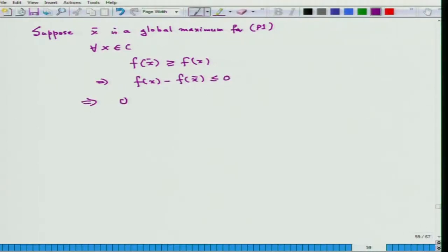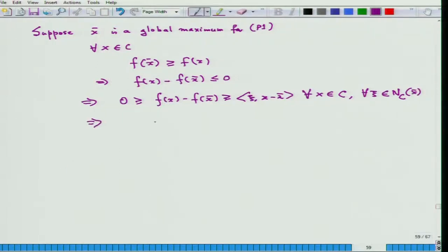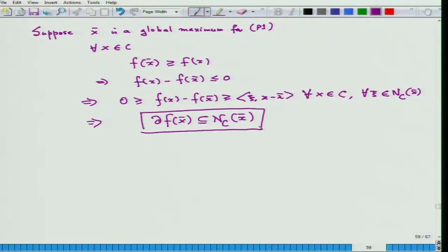So, now again applying the definition of the subgradient, for all x element of C and for all xi element of the normal cone to C at x bar. This would simply imply that del f of x bar is a subset of the normal cone to C at x bar. So, this is a necessary condition for x bar to be a global maximum of a convex function. Note that this is a necessary condition and not sufficient.